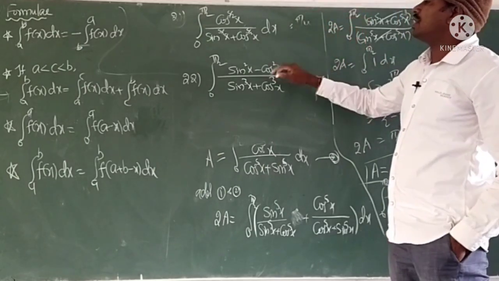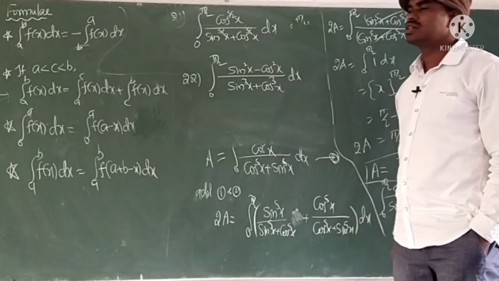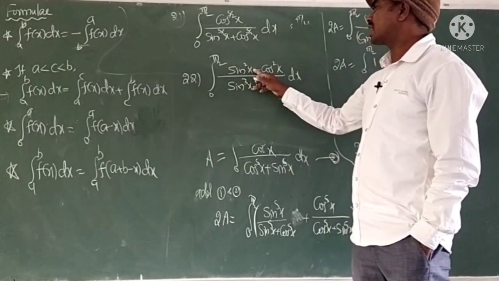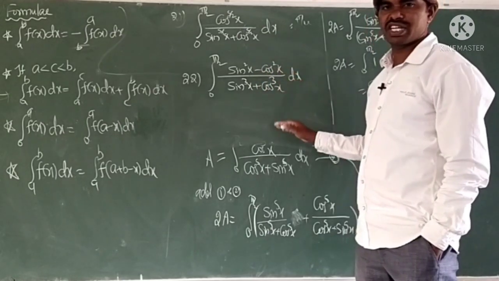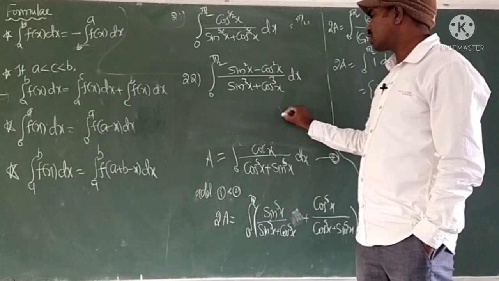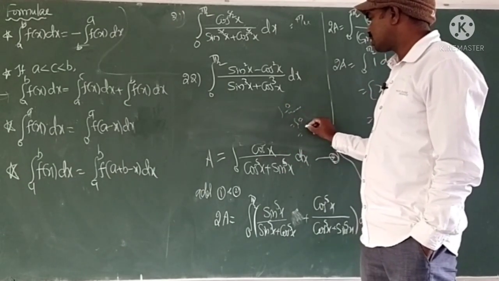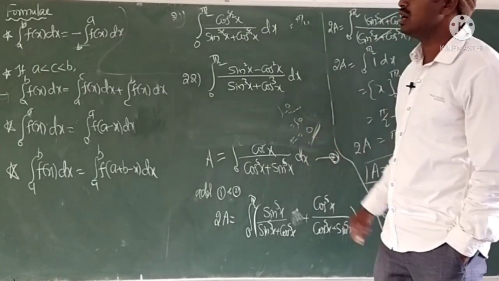And another, the 22nd question. This is also the same process, do it. Sin square of pi by 2 minus x, cos square of pi by 2 minus x. After adding the first equation and the second equation, you will get 0 by something, and 0 by something is 0. So the integration of 0 is 0. So 2a equals 0, a equals 0. So that is the final answer.